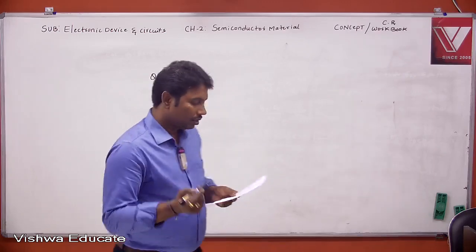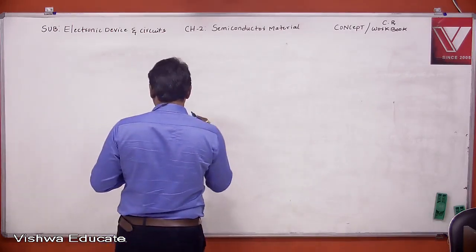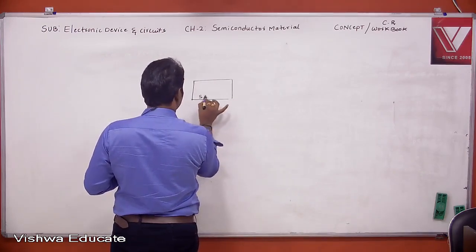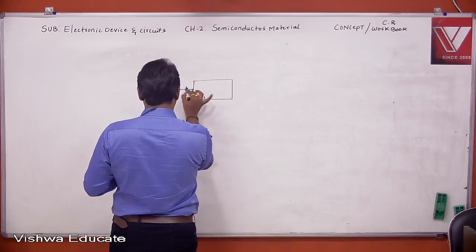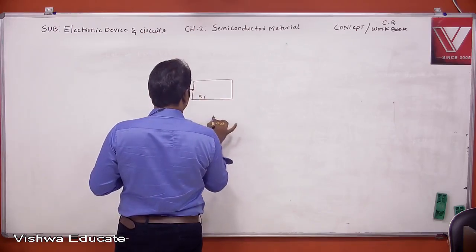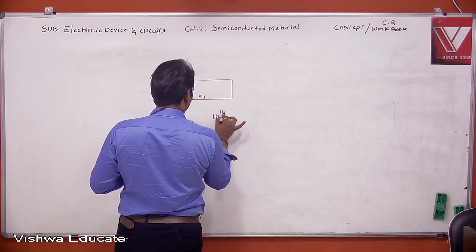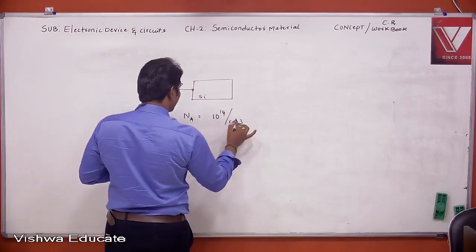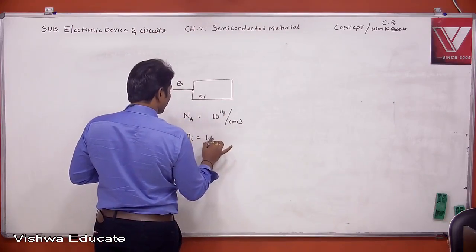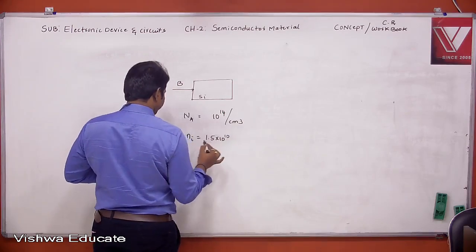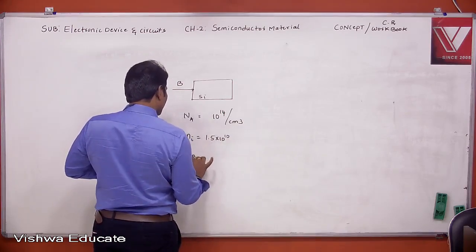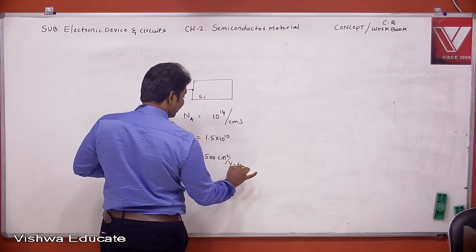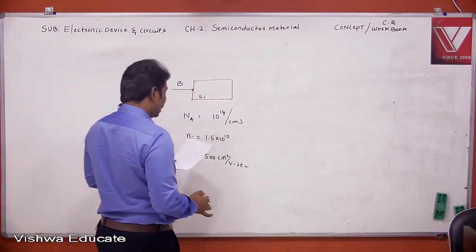All of you read the question once. See, they given a pure silicon sample. It is doped with boron. How much amount? 10 power 14. Nothing but this is acceptor concentration, right? Also they given Ni equal to 1.5 into 10 power 10, and mu p equal to 500 centimeter square per volt second. What we want to calculate actually?